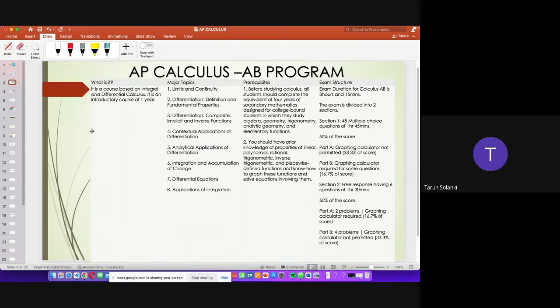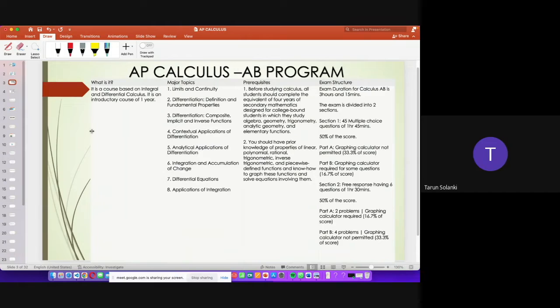Now, the prerequisite of this course: before studying calculus, all students should complete the equivalent of 4 years of secondary maths designed for the college-bound student, in which they study algebra, geometry, trigonometry, analytical geometry, and elementary functions. The second is that you should have prior knowledge of the properties of linear, polynomial, rational, trigonometric, inverse trigonometric, and piecewise defined functions, and know how to graph these functions and solve equations involving them.